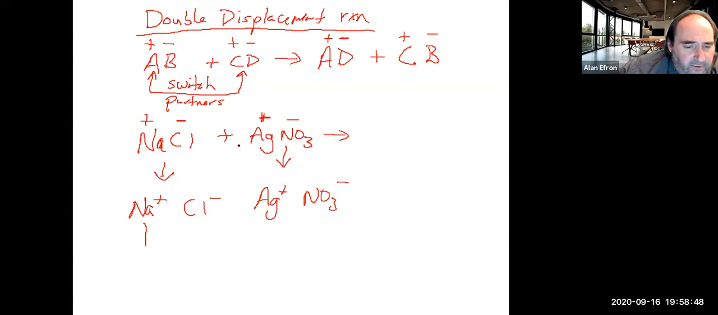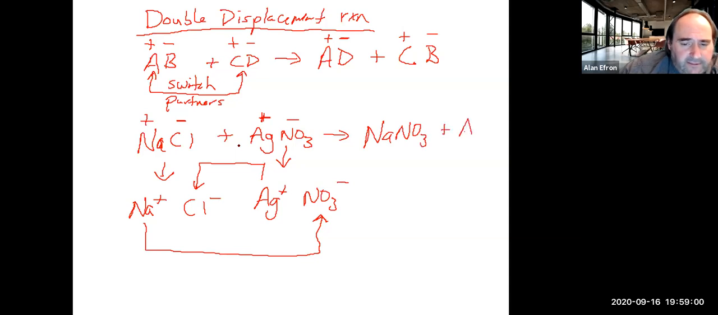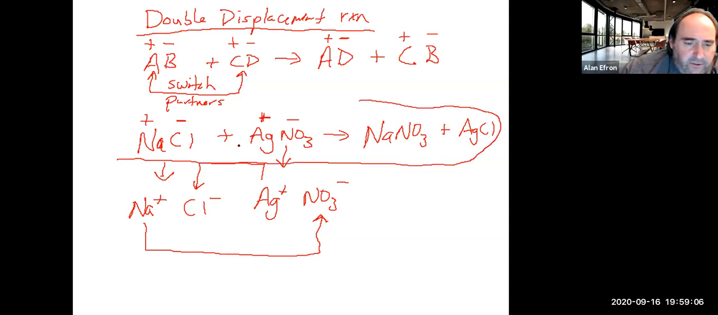So again, they're going to switch partners. So this guy's going to go this way, this guy is going to go this way, and we will get NaNO3 plus some silver chloride. And this is a classic double displacement reaction. Our two positive guys switch partners. And that's one way you could classify this.